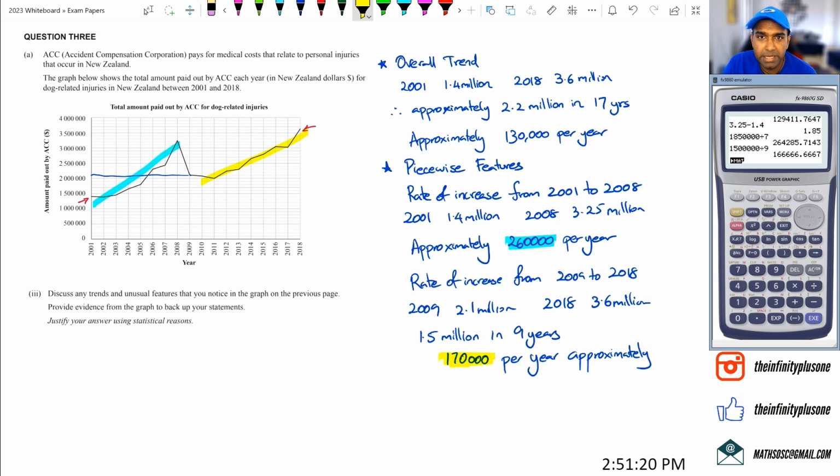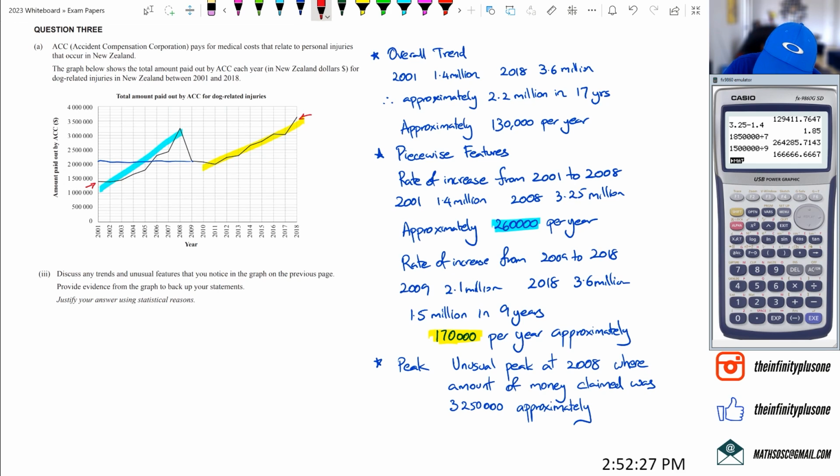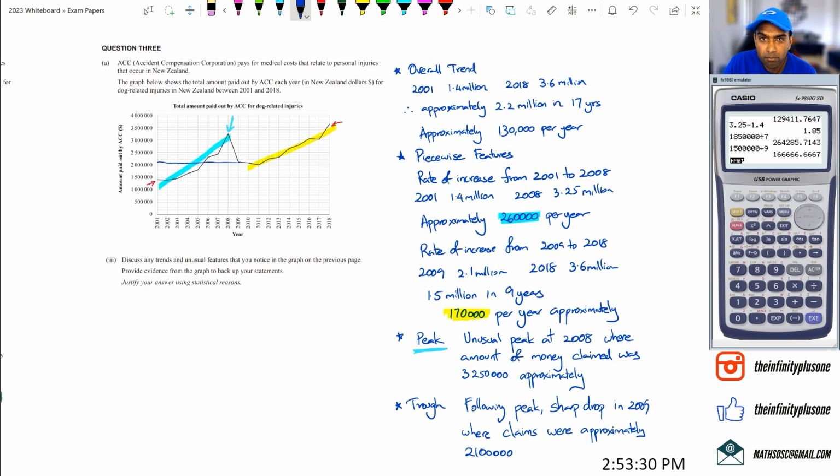Next, we're going to be looking at the peaks. Maybe I should use a different color for the peak. For the peak here, what we've got is an unusual peak at 2008, where the amount of money claimed was 3.25 million. Then, of course, we've got a trough as well. The trough is in 2009 when the claims were approximately 2.1 million. So there's that big drop right there. That's the trough right there.